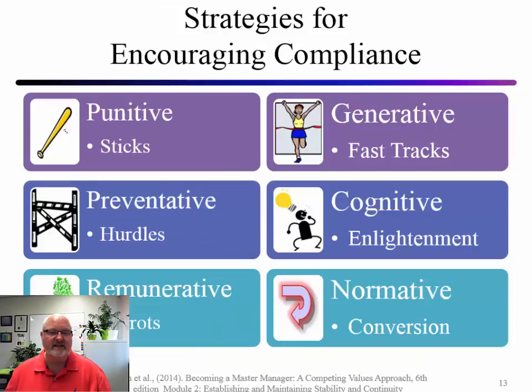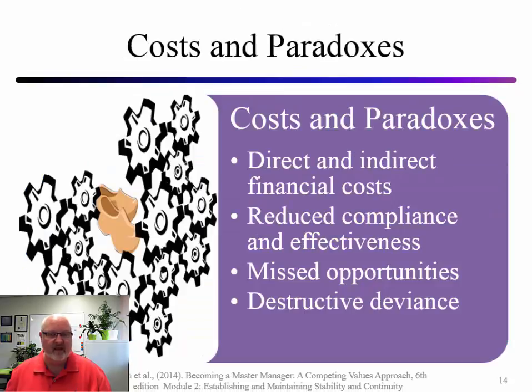So strategies for encouraging compliance: you can have punitive, generative, preventative, cognitive, remunerative, which is carrots, and normative, which is conversion. All pretty much self-explanatory. Punitive is a stick, generative is fast tracks, preventative is hurdles, cognitive is enlightenment, remunerative is carrots to encourage people to comply, and normative is conversion, all discussed in the textbook.